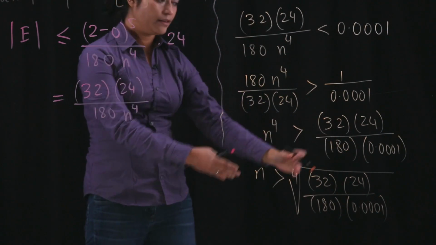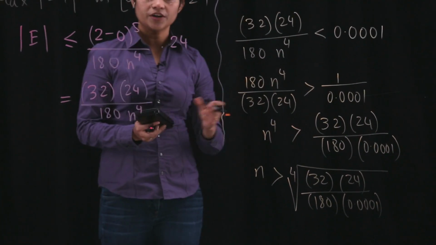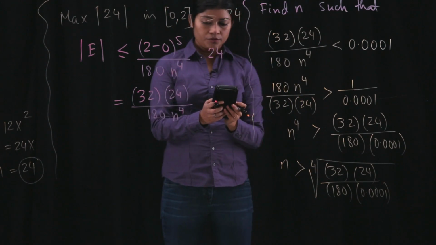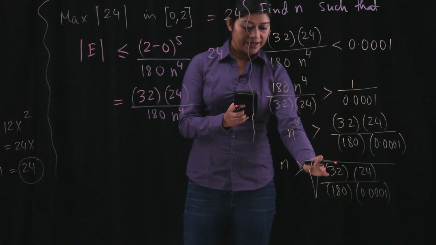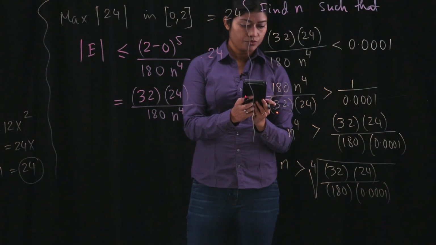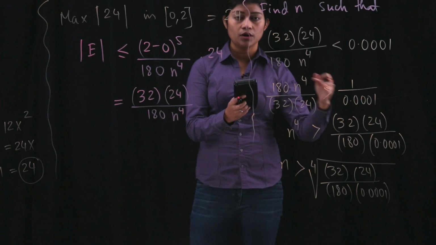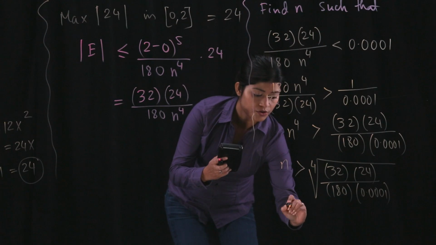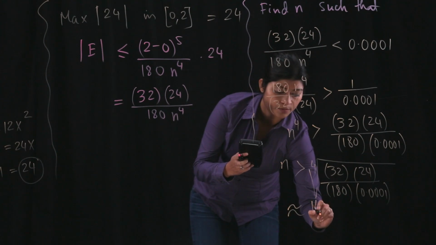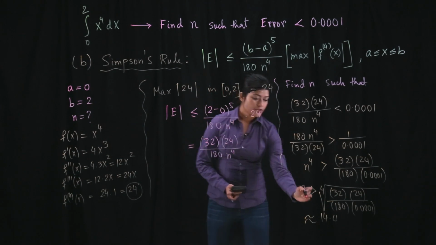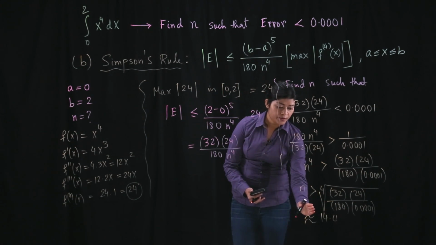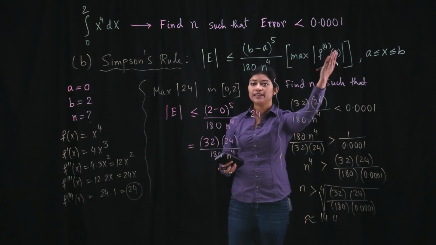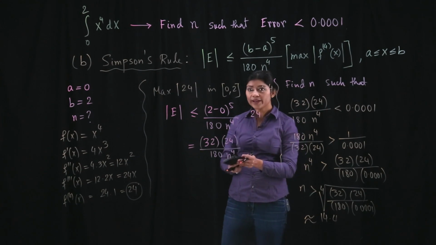So let's plug everything into your graphing utility and then figure out what n should be. So 32 times 24 divided by 180 times 0.0001, everything to the power 1/4. And this is almost 14.4. So it's telling us that n should be greater than 14.4 in order for the error to be less than 0.0001 when you're using Simpson's rule.